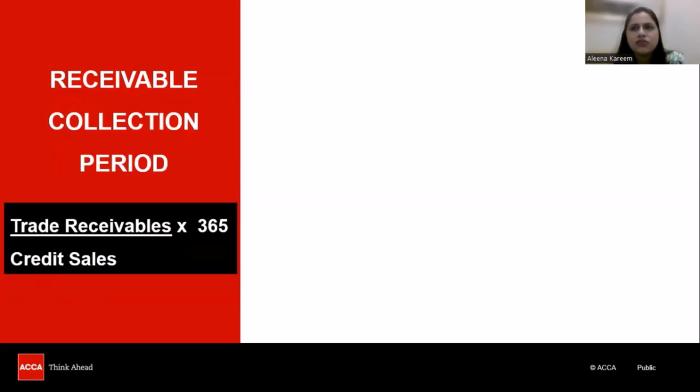Trade receivables are the receivables that have been generated from the sales of the business, the day-to-day sales or the operations of the business, and they're compared with the credit sales.